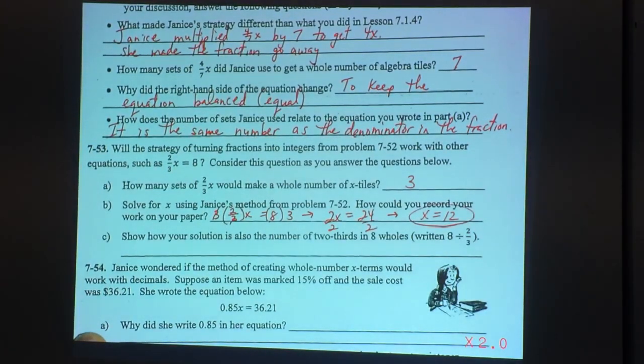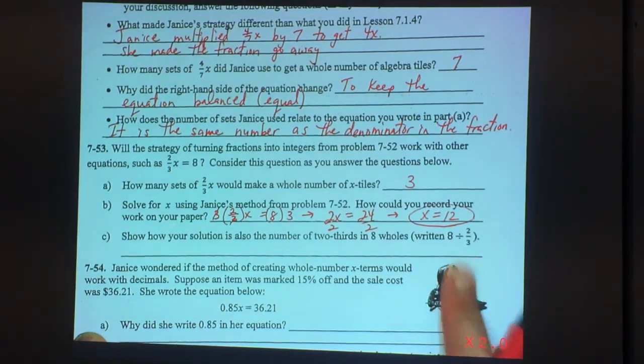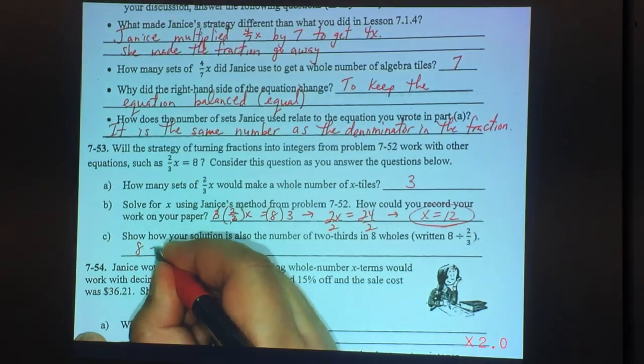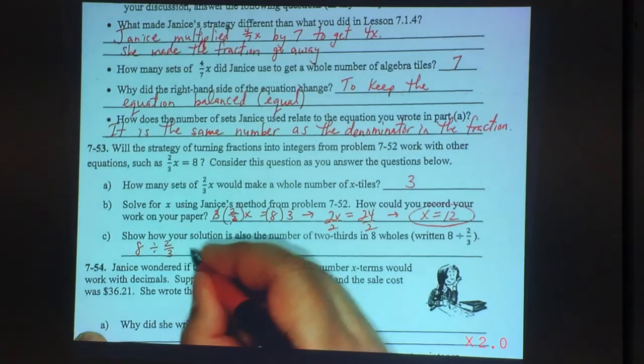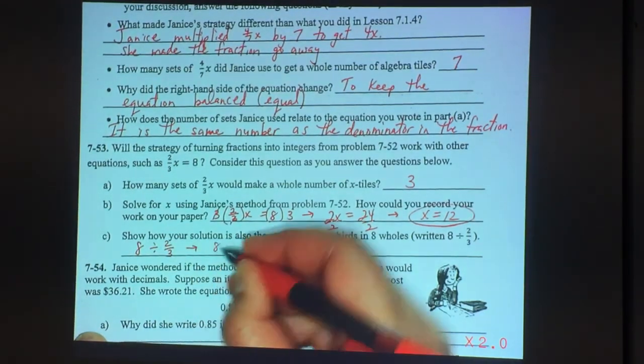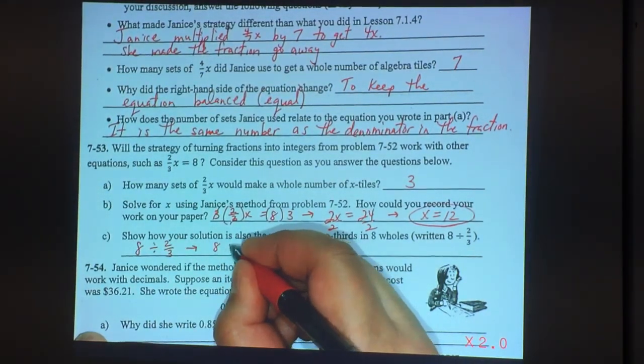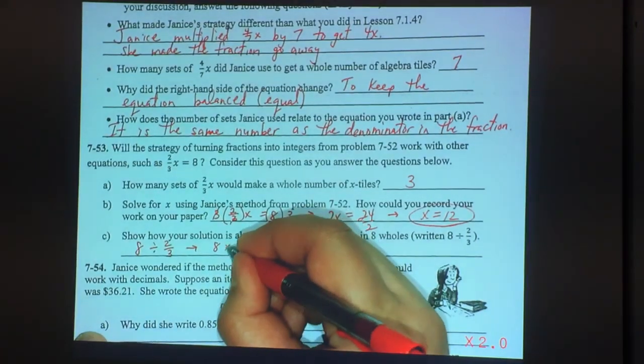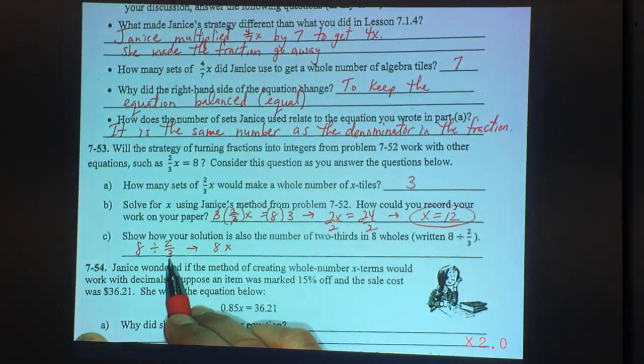Show how your solution is also the number of 2/3 into 8 wholes. Like this. So 8 divided by 2/3. Okay, remember, first number stays the same. The division becomes multiplication. And then we do the reciprocal. What's the reciprocal of 2/3?